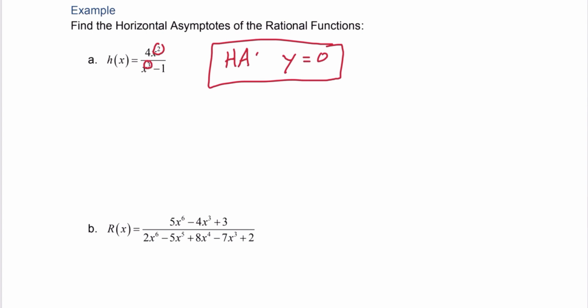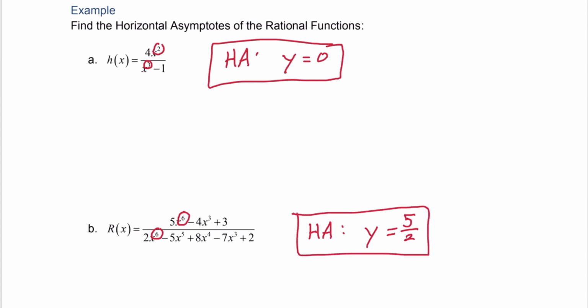In the second example, notice that we're going to compare degrees again. The degree of the top is 6. The degree of the bottom is also 6. If the degrees are the same, then the horizontal asymptote is a ratio of leading coefficients. So the leading coefficients are 5 and 2. So the horizontal asymptote is y equals 5/2. Remember, when finding horizontal asymptotes, we simply compare degrees of the top and the bottom.